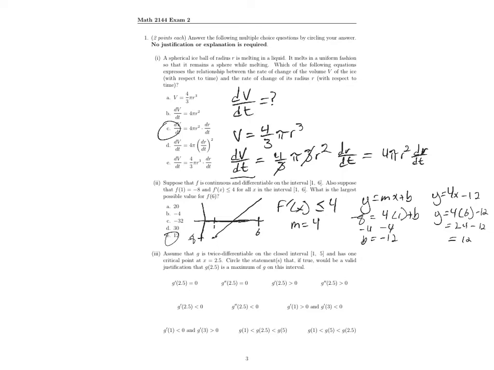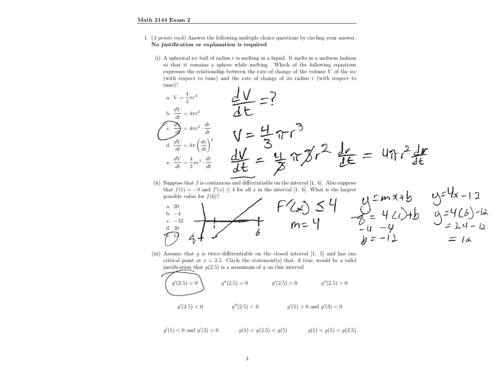For part 3, we are told to assume that g is twice differentiable on the closed interval 1 to 5 and has one critical point at x equals 2.5. We want to circle the statements that, if true, would be a valid justification that g of 2.5 is a maximum on this interval. If we want to have a maximum, it means we need to be at a critical point. And if we are at a critical point, that means our derivative is equal to 0 or does not exist. So we know that this statement, g prime of 2.5 equals 0, needs to be true.